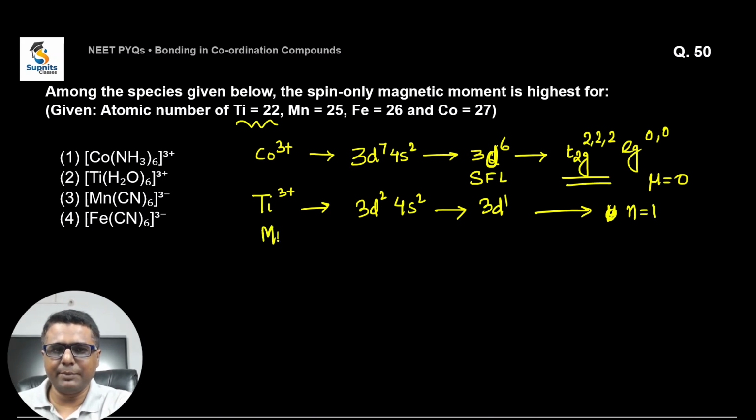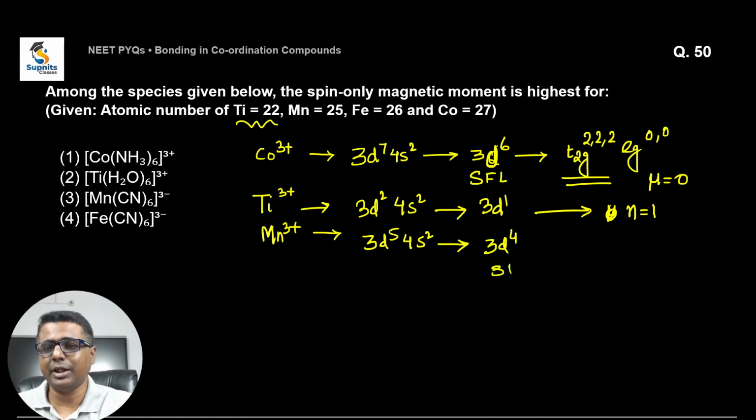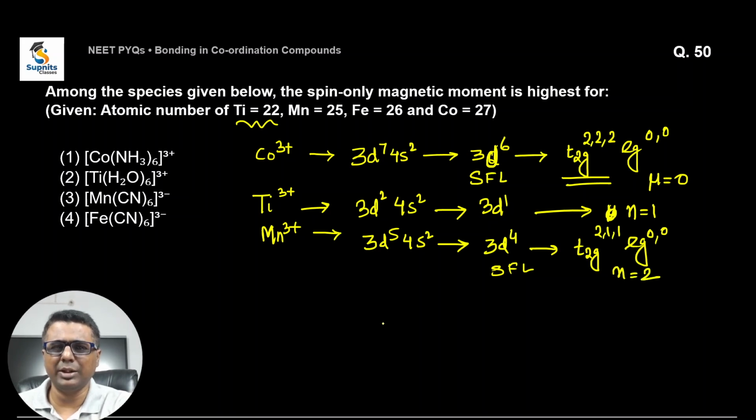Next, Mn3 plus, Mn with CN. Mn is normally 3d5 4s2. When it is Mn3 plus, what will it be? It will be 3d4. Now it is with SFL. Cyanide ion is a strong field ligand. So there are 4 electrons, so t2g 2, 1, 1. There will be no filling of eg orbital. So here n is equal to 2. I think it's done. It will be this one only. Anyway, I'll check this one also.